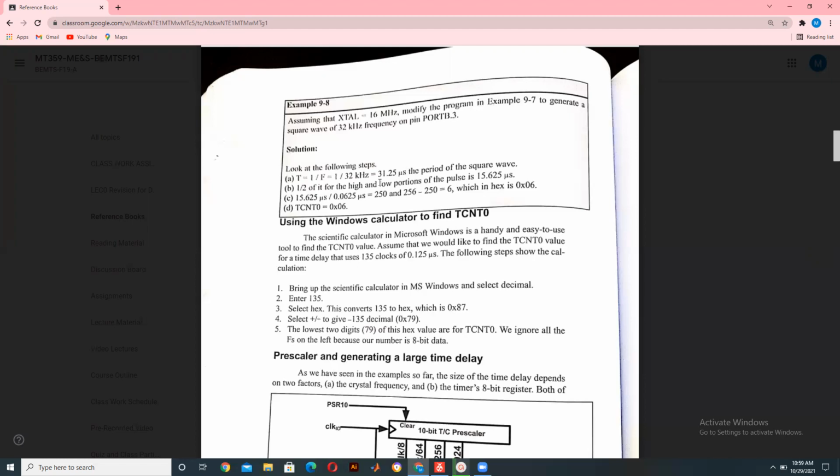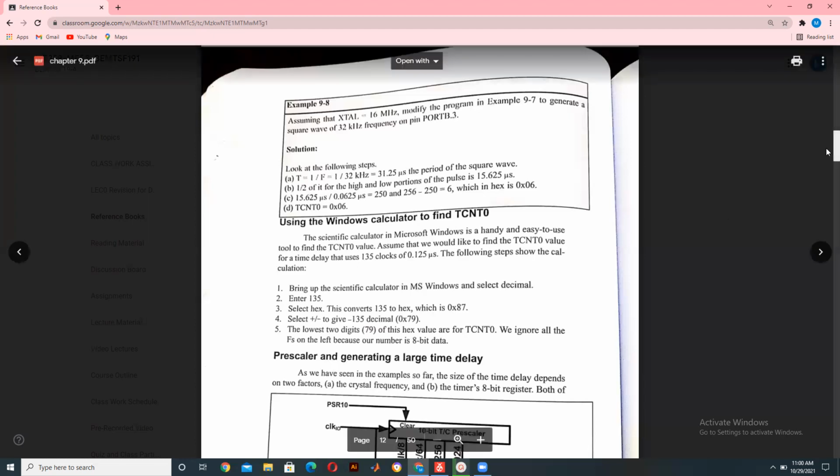So 31.25 divided by 2 is 15.625, and we already have 16 megahertz, and 16 megahertz is equal to 0.0625 microseconds. So 15.625 divided by 0.0625 microseconds is equal to 250, and 256 minus 250 is equal to 6, which is the hex value 0x06. So TCNT0 is equal to 6. It's simple.